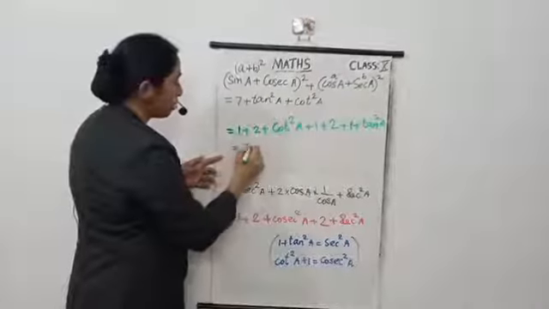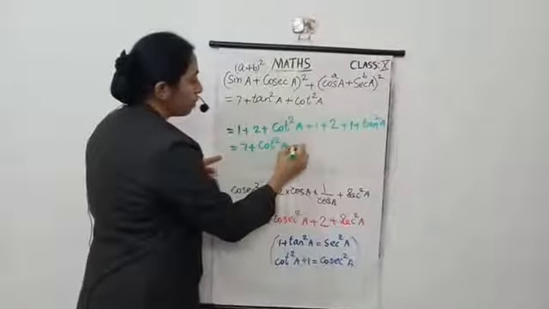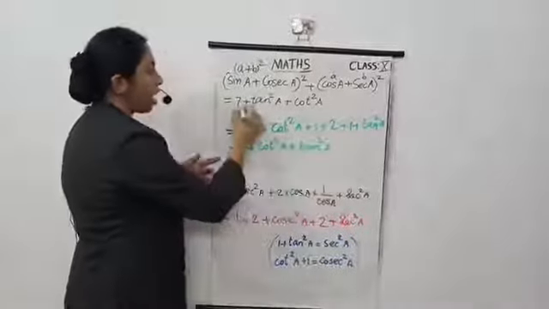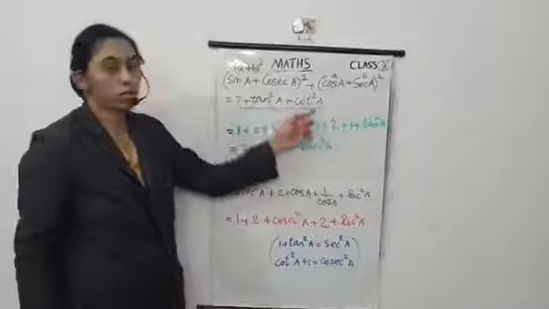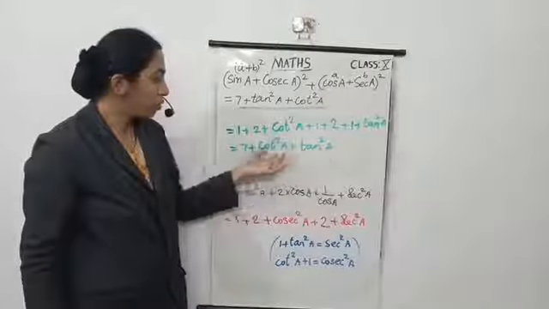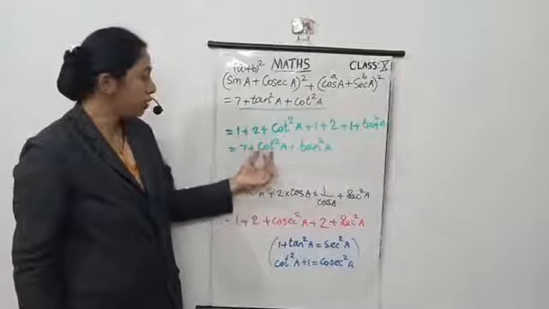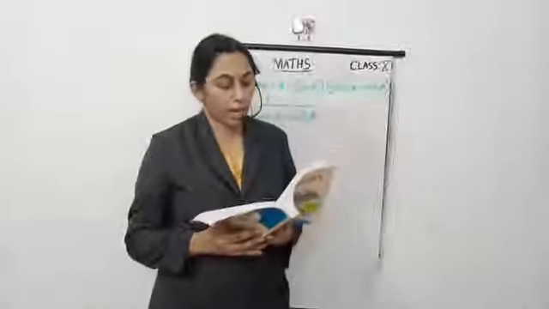So this is equal to 7 plus cot square A plus tan square A. So we get the RHS: 7 plus tan square A plus cot square A. Here all are positive, so if we change the places, it is no problem. So this is 7 plus cot square A plus tan square A. Both are the same.